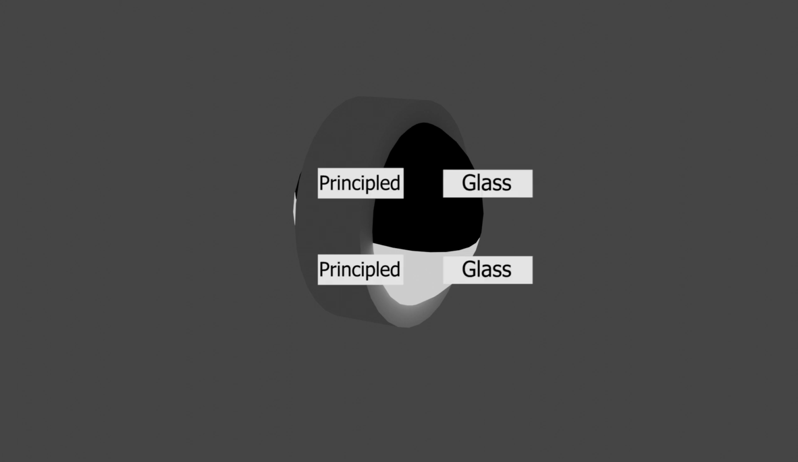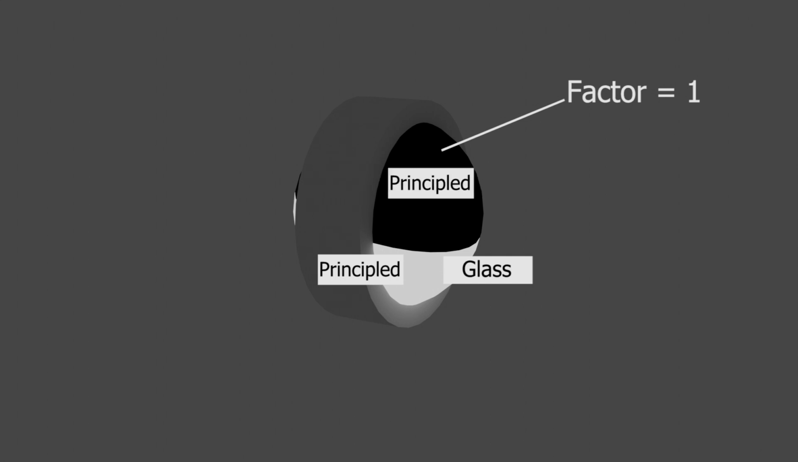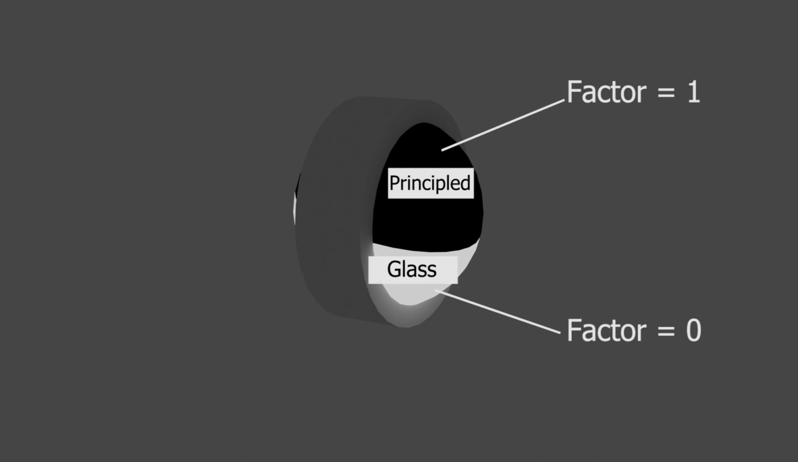Now, the next step might take some thinking, and so you may have to pause or rewind the video. We are going to mix the principled BSDF, which is opaque, with a glass BSDF, which is transparent. The factor which will determine the amount of mixing will be driven by our gradient texture. So, the black values would be a factor of 1, which would mean that the opaque principled BSDF would take over, while in the white regions, the factor would be 0 and the glass BSDF would take over.